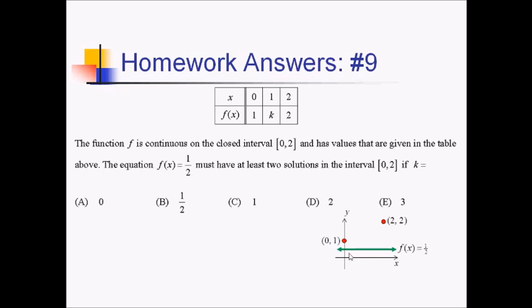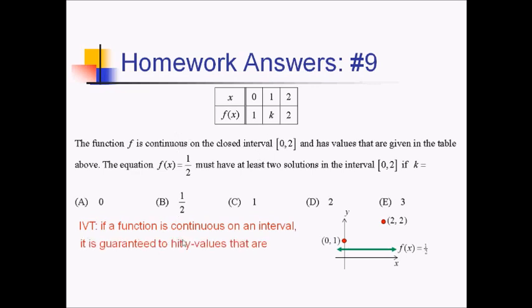So just thinking about intermediate values here, the IVT says that if a function is continuous on an interval, which is important because they told us this function was continuous on this closed interval, it's guaranteed to hit y values that are between the starting and ending y values of the interval. So basically, if we want to have two solutions, we need to get a k value that creates two intervals where 1/2 is between the starting and ending y values of those intervals.